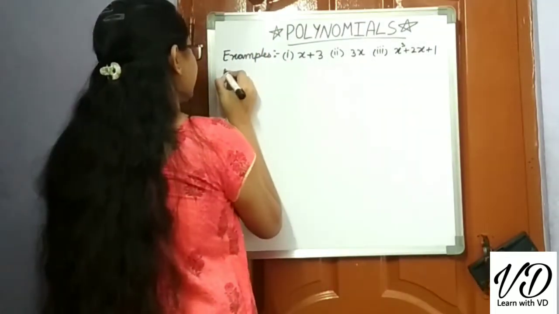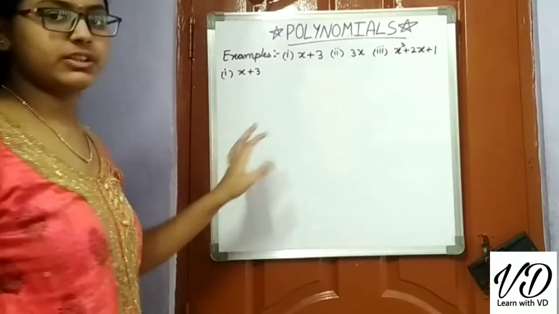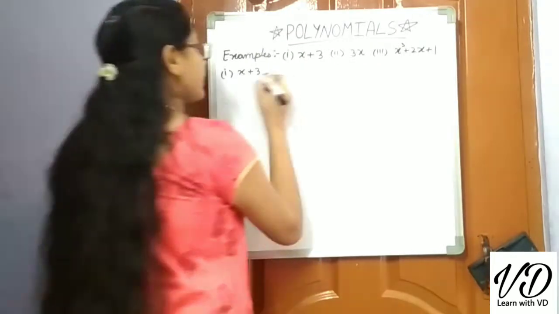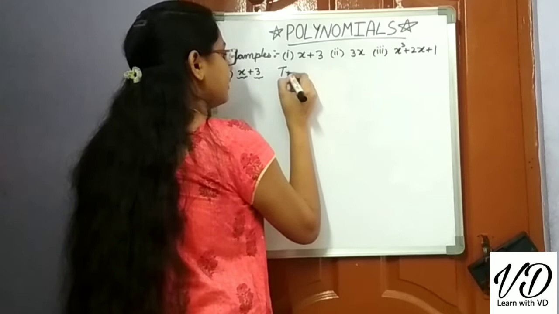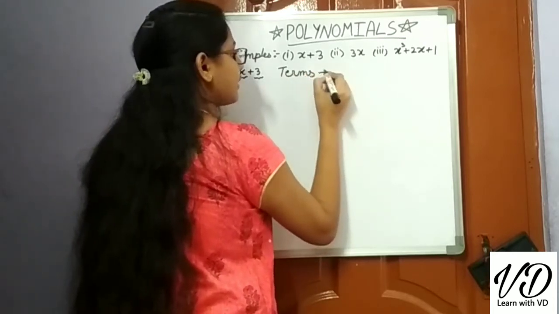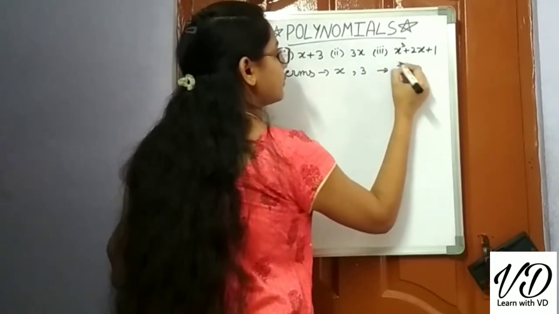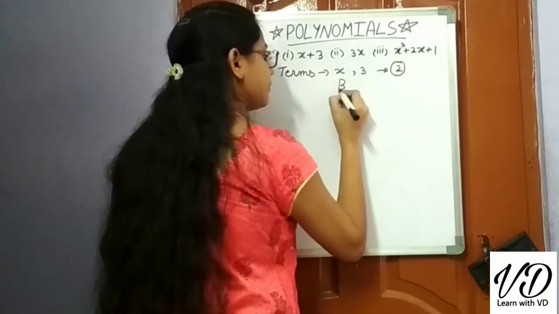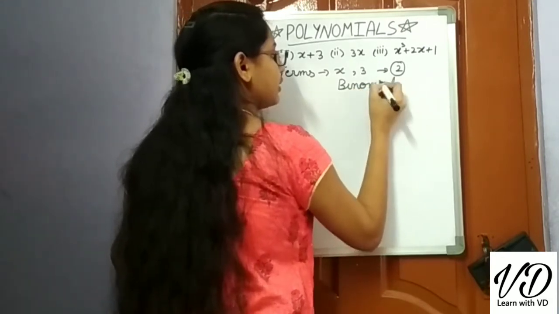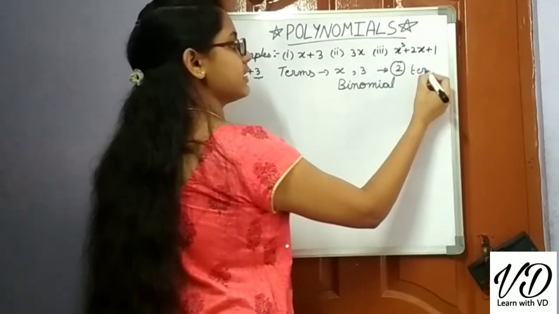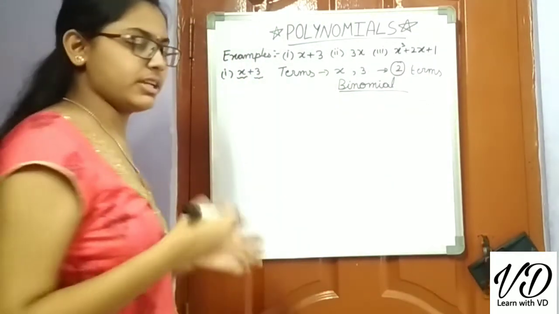Let's take the first example, x plus 3. Here we need to list out the number of terms in it. We have first term x and second term 3. So the terms are x, 3. So there are two terms. So this is a binomial. A polynomial which has two terms is called a binomial.